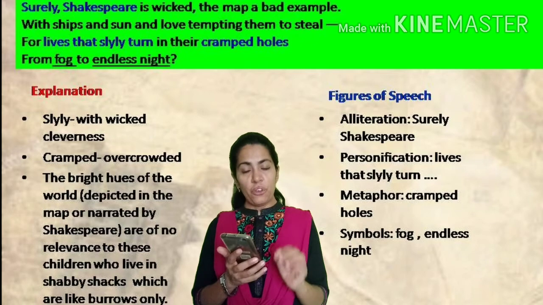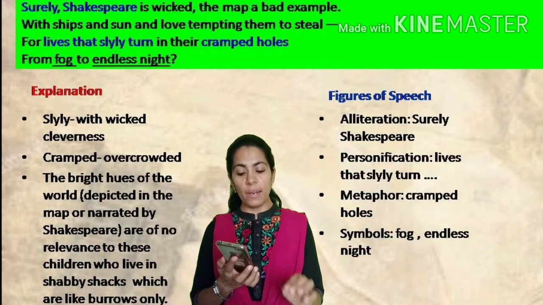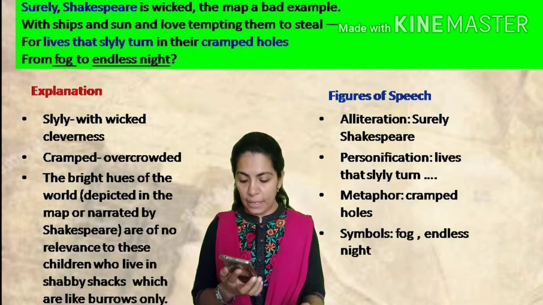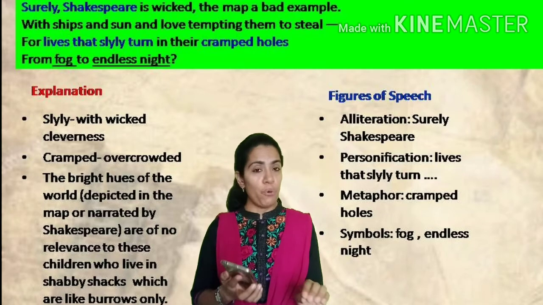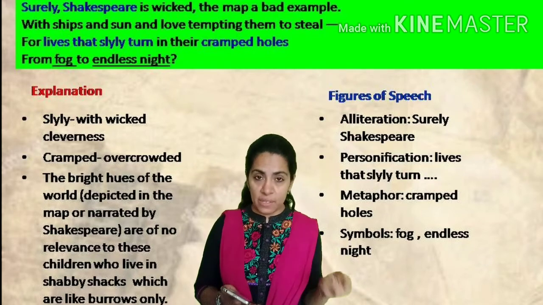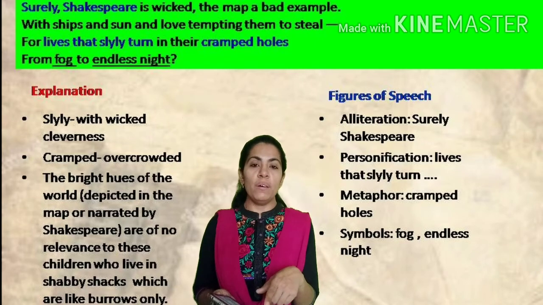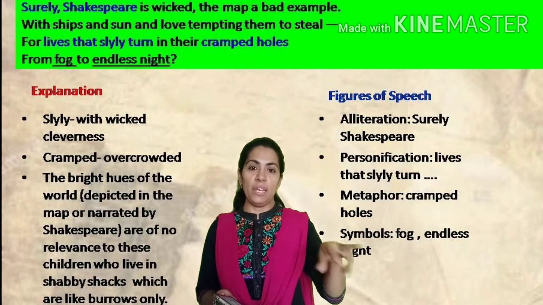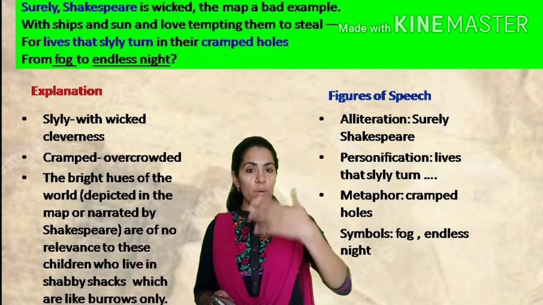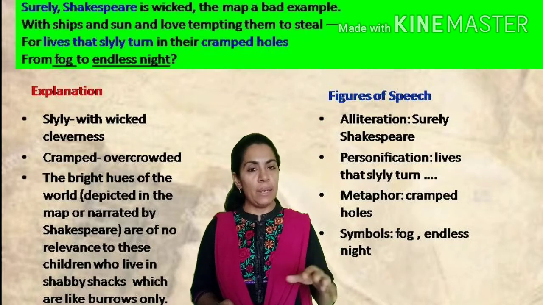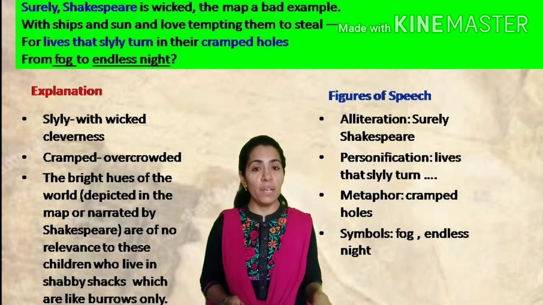So surely Shakespeare is wicked, and the map is a bad example, with ships and sun and love tempting them to steal for lives that slyly turn in their cramped holes from fog to endless night. Will they steal to create a life which will turn their fog to the endless night? Now, fog is a symbol of blur vision, or it is bleak, and night, endless night, means a complete doom or destruction, a complete failure of life.